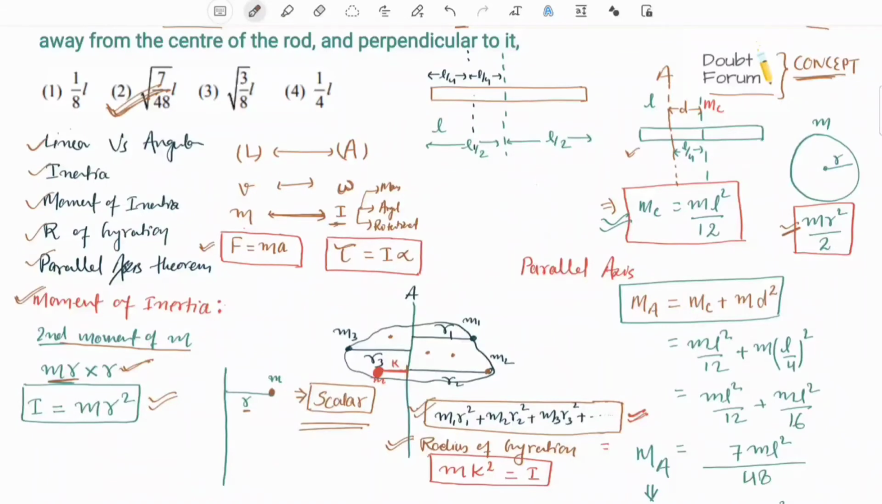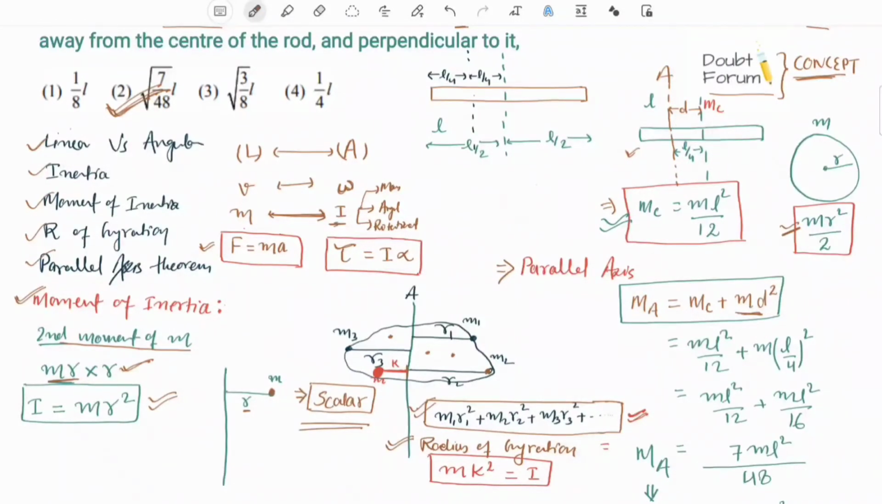We also discussed the parallel axis theorem, which says the moment of inertia about any axis is equal to the moment of inertia about the central axis plus the mass of the object multiplied by the square of the distance between the two axes.